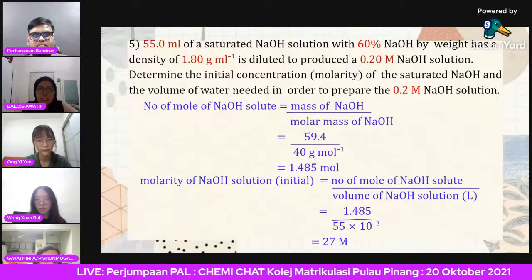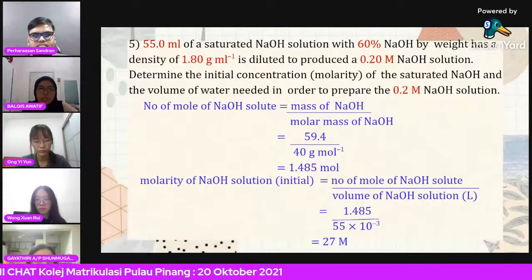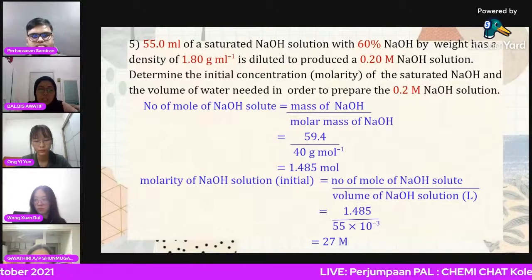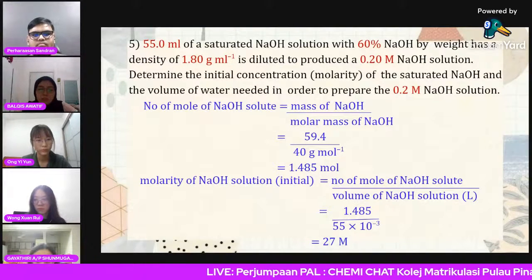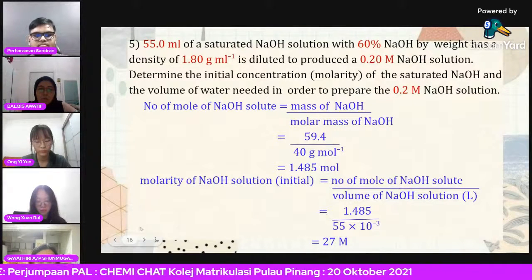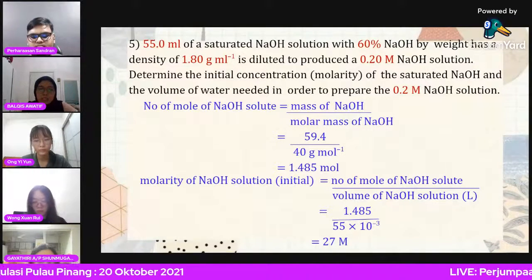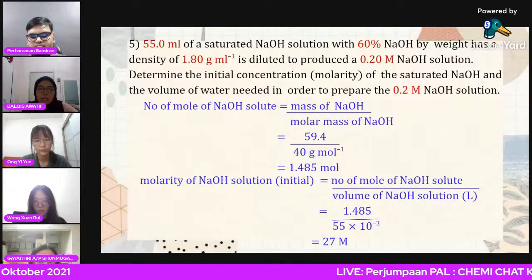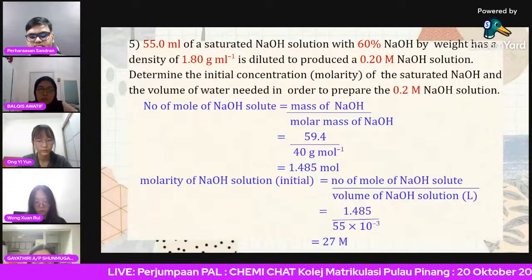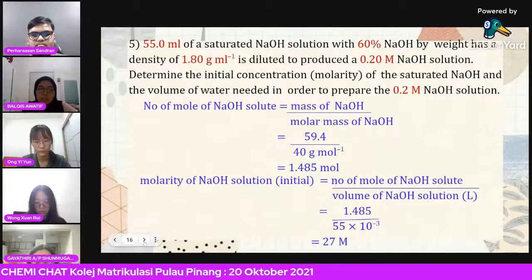Okay, after we have found all the values, only then can we answer the question. The question asks to determine the initial concentration, so we use the formula: molarity of sodium hydroxide solution initial equals number of mole of sodium hydroxide solute per volume of sodium hydroxide solution. The volume of sodium hydroxide must be in liter, so we convert 55 ml to liter. Then we substitute the values: 1.485 per 55 times 10 to the power of negative 3, and then we divide, and the molarity of sodium hydroxide solution is 27 molarity.